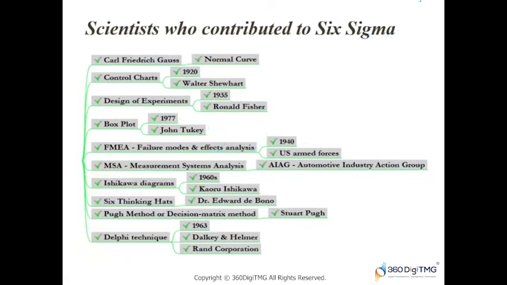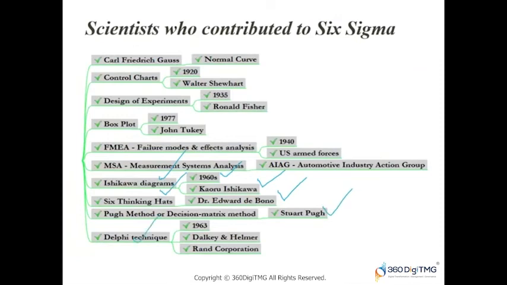And then we have the Ishikawa diagram, which is an outcome of Kaoru Ishikawa in the year 1960. Ishikawa diagram is also called the fishbone diagram. It is also called the cause and effect diagram. We have Dr. Edward de Bono, who came up with the six thinking hats. And then you have the Pugh matrix, which is the output of the work done by Stuart Pugh.